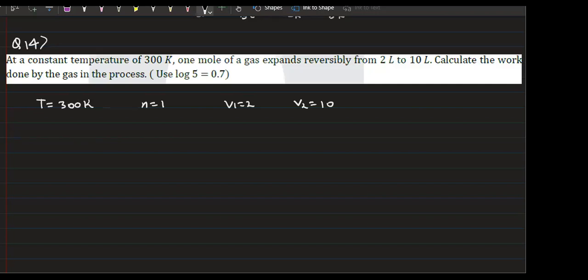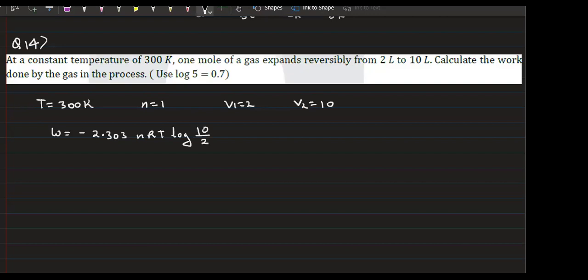Now tell me, what will be the formula? Which kind of process is it? Because the first step is to identify the process. Isothermal, yes. Reversible or irreversible? It is already written that it is reversible isothermal expansion. So what is the formula for work done? Second step, write the formula. Minus 2.303 nRT log V2 by V1. So 10 by 2. Got it?